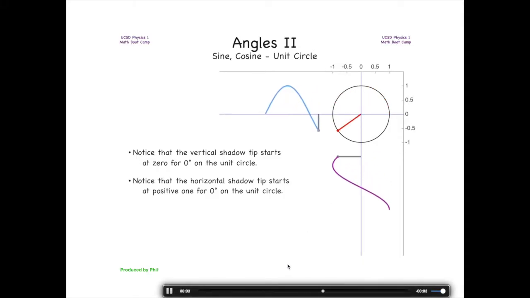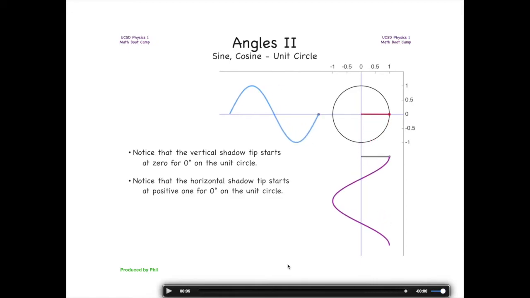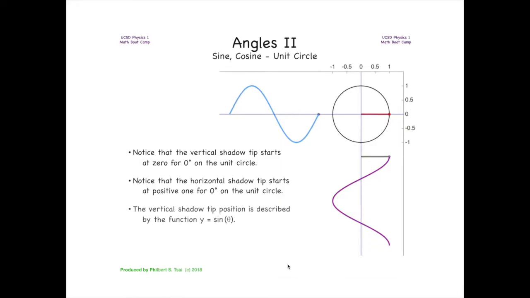As we trace these out, you see that the vertical and horizontal shadows trace out a sinusoidal curve. The vertical shadow tip is described by the function y is equal to sine of the angle theta, while the horizontal shadow tip is described by the function x is equal to cosine of the angle theta.